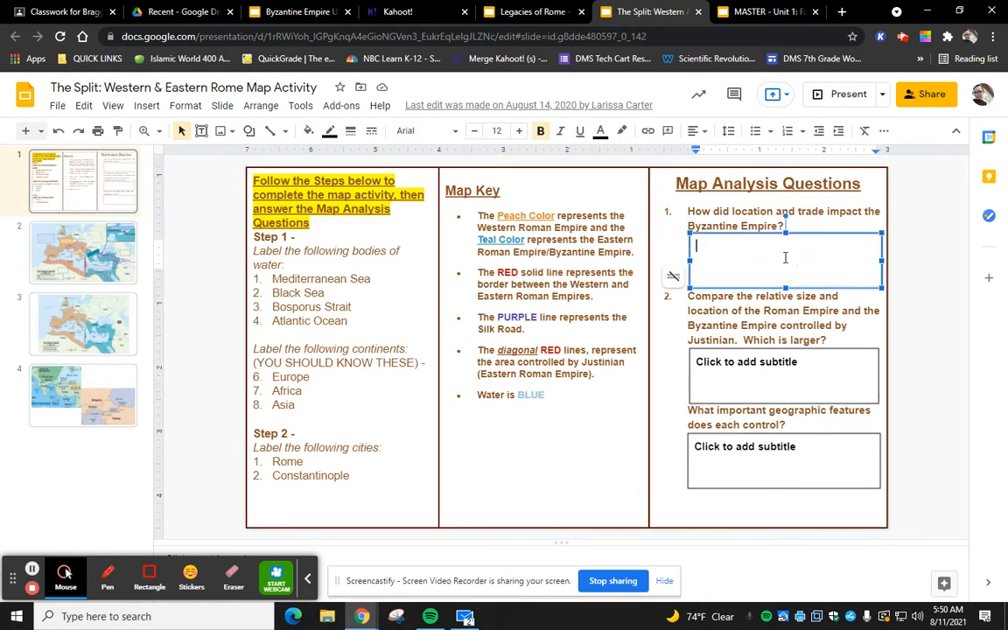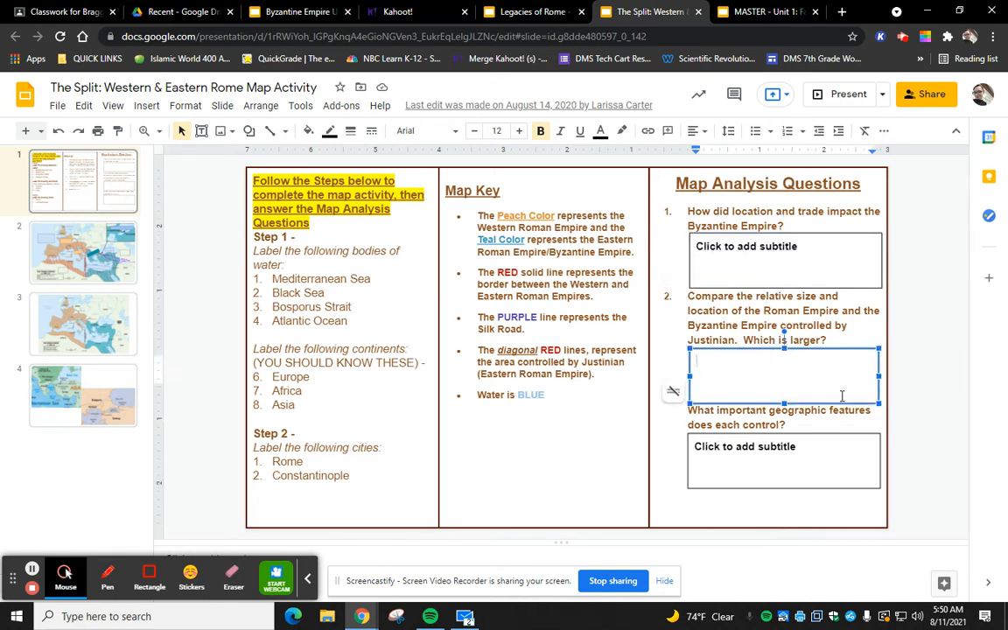Now for these questions, you do have to think, how did the location and trade impact the Byzantine Empire? How does the location of their capital city impact trade in the Byzantine Empire? Is that going to make it better? Is it going to make it worse? Is it going to be better to trade there or worse to trade there?